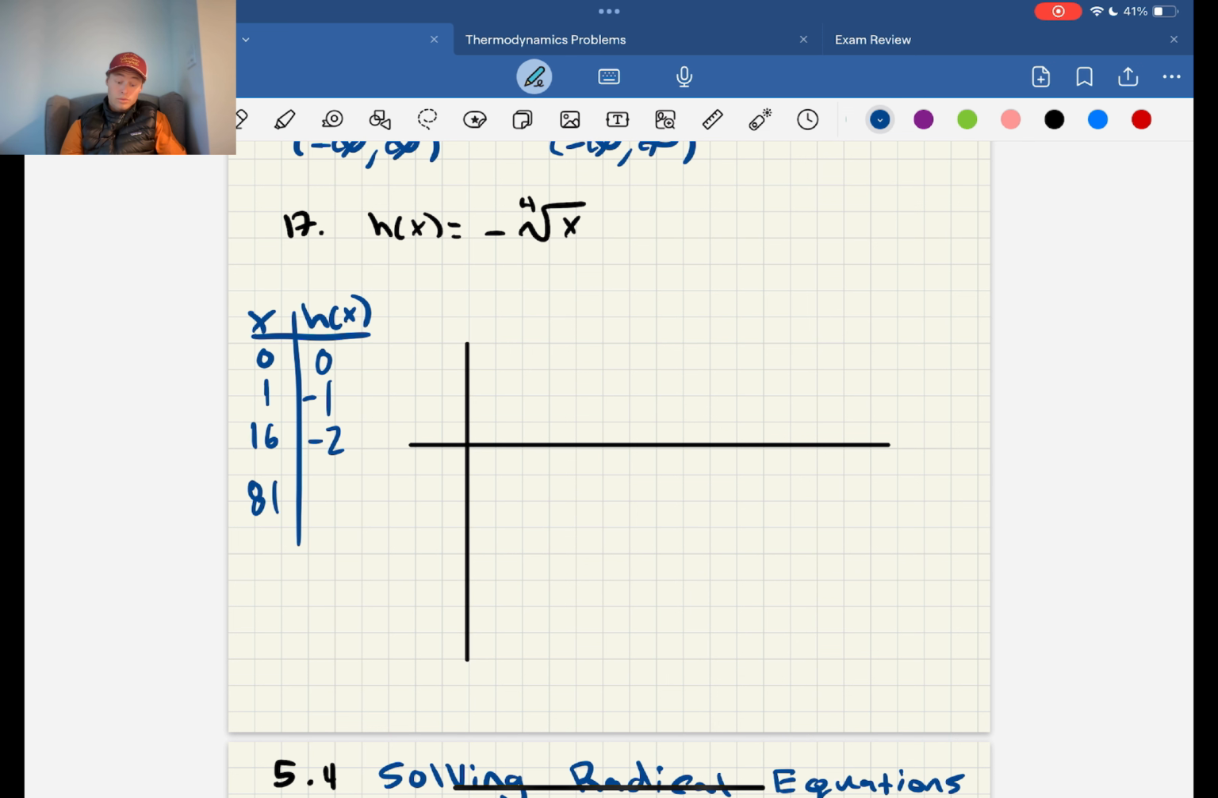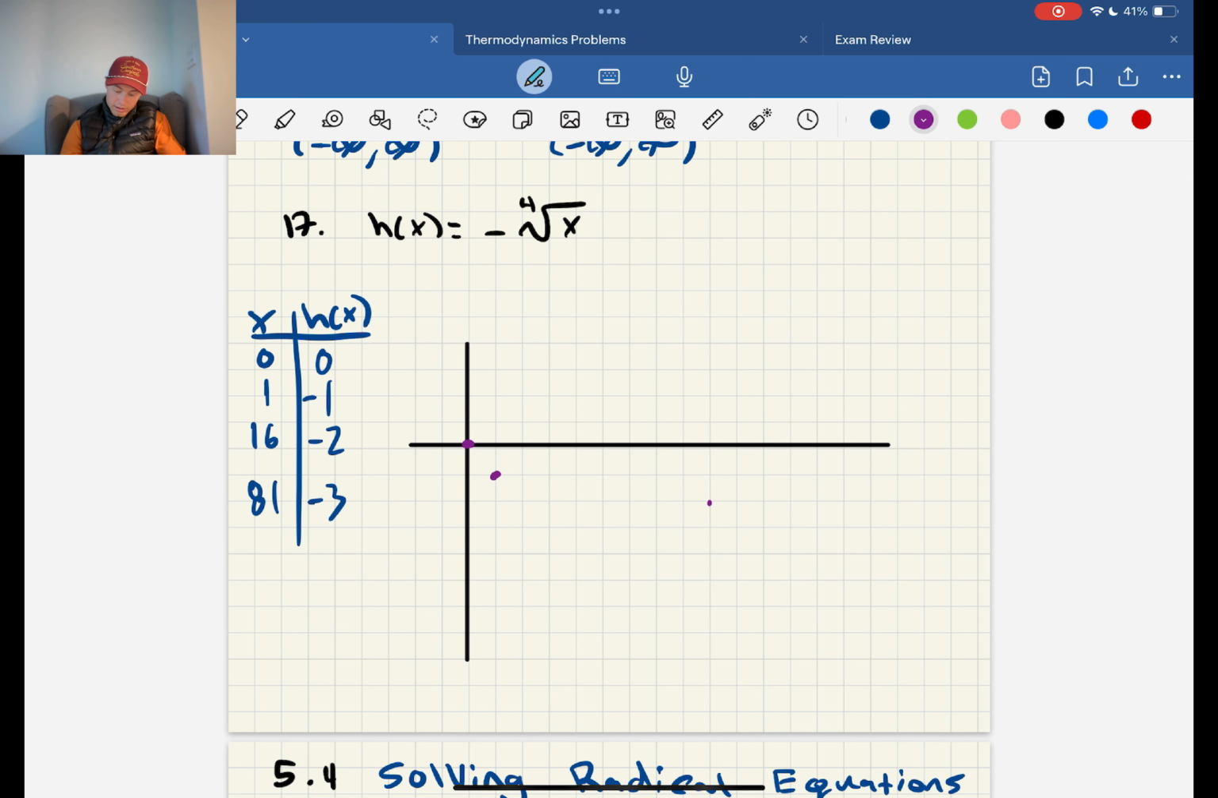4th root of 81 is 3, so that's -3. Notice how I strategically chose my points. Now I'm going to have to estimate a little bit here because I obviously don't have enough room to go all the way up to 81. But I will do my best here. So 0, 0 would be here. 1, -1 is here. 16, -2, we'll say is like right here.